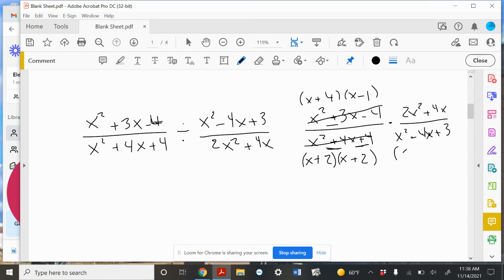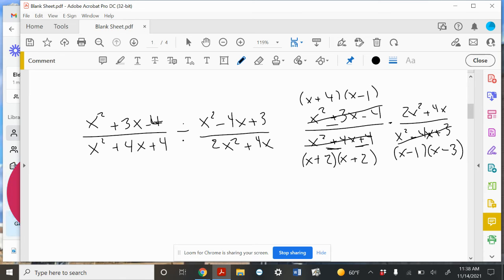Now we're going to do this one. We have an x and another x. This plus 3 tells me that they're both the same sign. This minus sign tells me they're both negative. What multiplies to 3? That would be 1 and 3. That adds up to 4. That would be that right there. I can cancel that out.